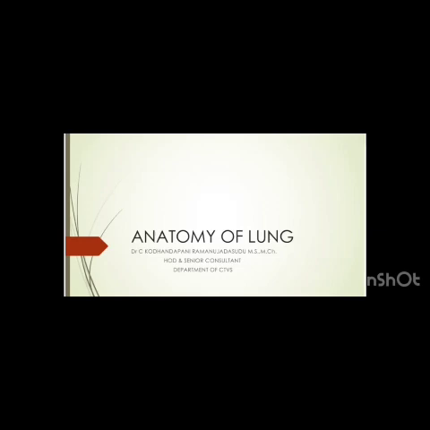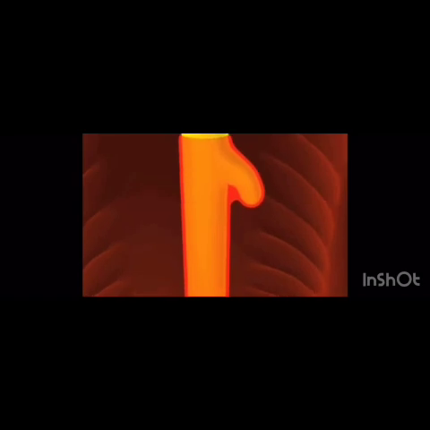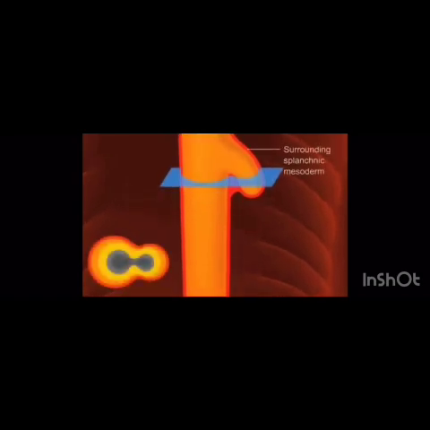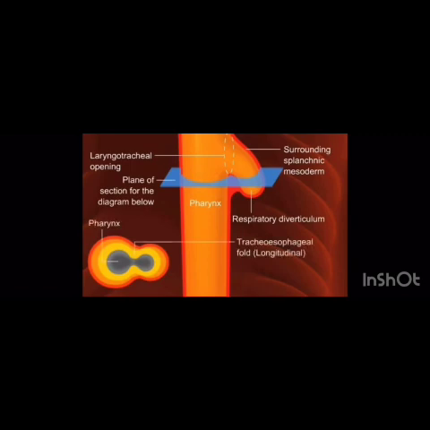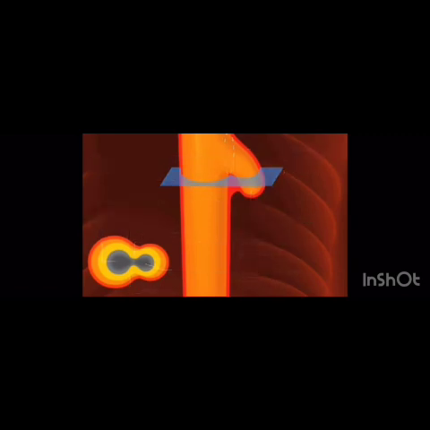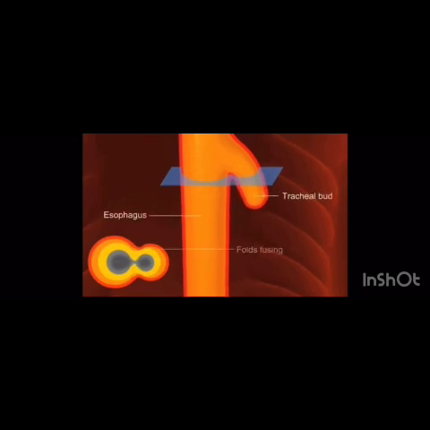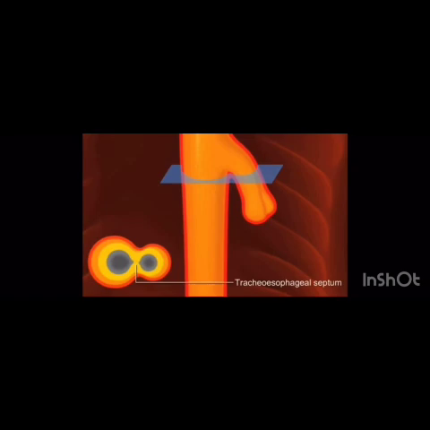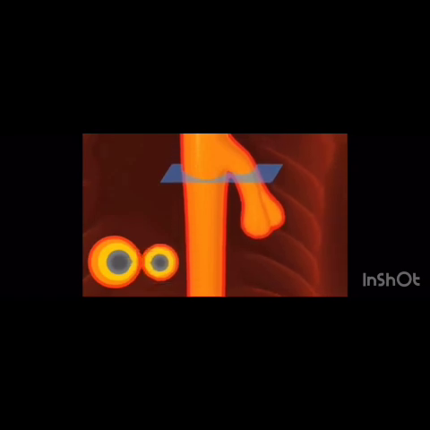See, now we are going to know the anatomy of lung. In the embryo, as you see here, there is only single one, that is called food and airway tract, which divides into two, that is esophagus and the tracheal bud. On the transverse section also you can see how it is getting separated.